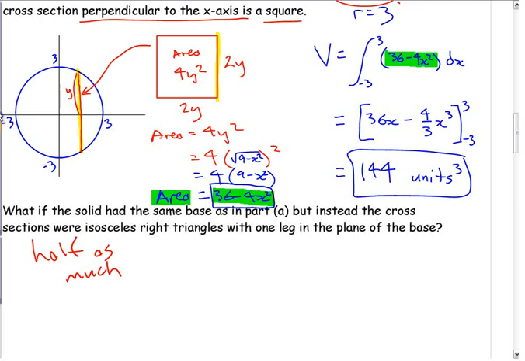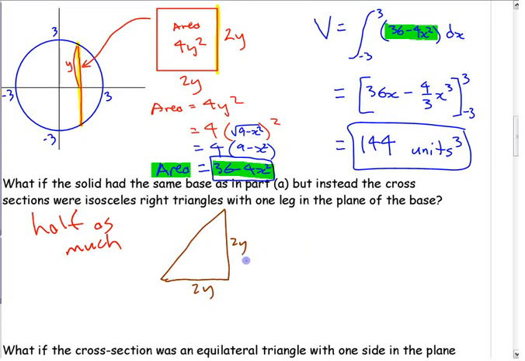If you want to draw some kind of a triangle there, that's what it's going to look like. It's going to be exactly the same, 2y, 2y. So the area is going to be 4y squared divided by 2, right? 2y squared. You have 4y squared here, it's just going to be half as much. You can go through and do it if you want.